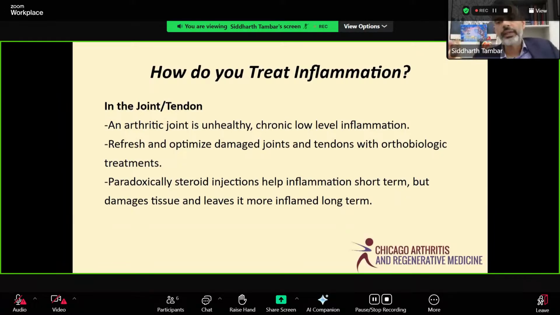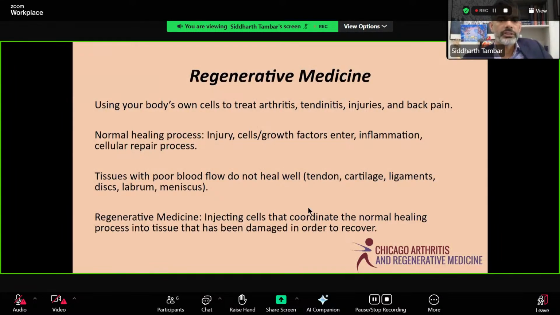Steroid injections, on the other hand, will help inflammation short-term, but can actually damage some of those cells longer-term, and can leave that tissue more irritated and inflamed longer-term, which is why we try to avoid steroid injections in wear and tear arthritis situations.